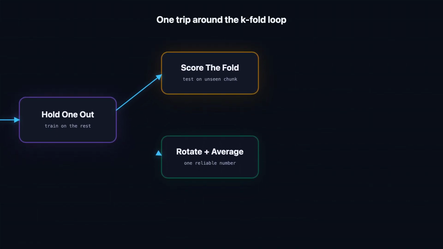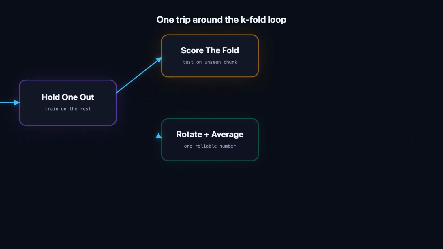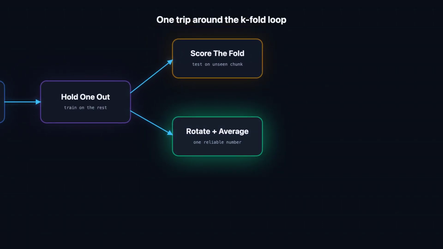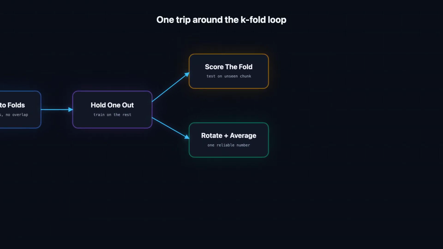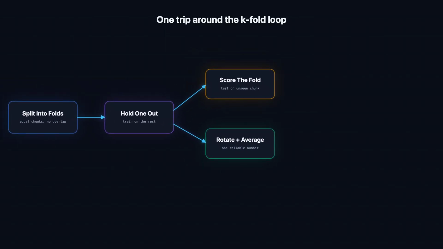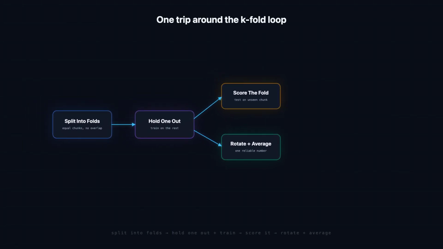You're not going to stop at just one. One score is exactly the fragile number we started out trying to fix. Instead, you rotate through every fold. Each one gets its turn as the validation set while the rest do the training. And once you've been all the way around the circle, you average those scores together into one reliable, trustworthy number.